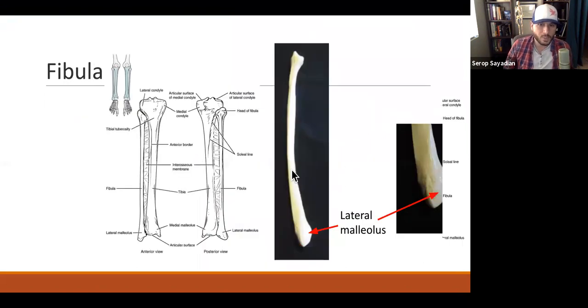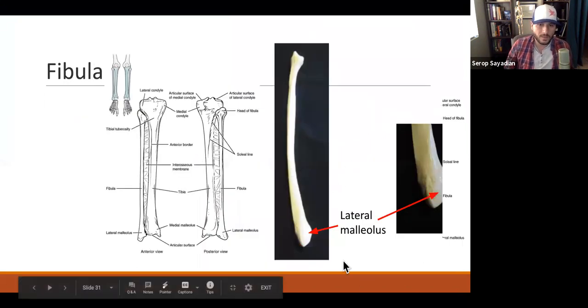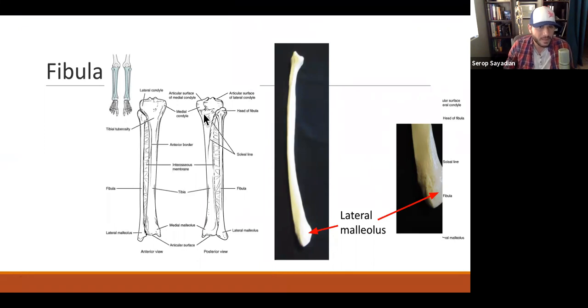Okay, here we have the fibula. The only thing you need to know about fibula is the bump here called the lateral malleolus. Okay, also please don't mix these names up. Okay, I have students that will sometimes say fibia and tibula. Okay, please remember that it's fibula and tibia.